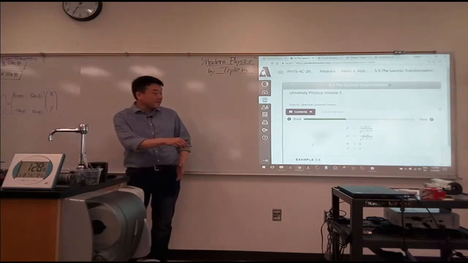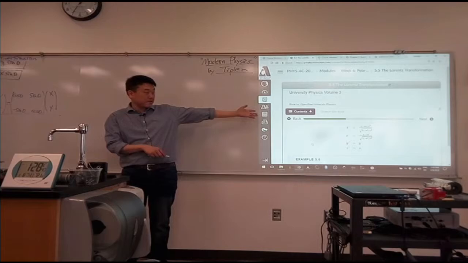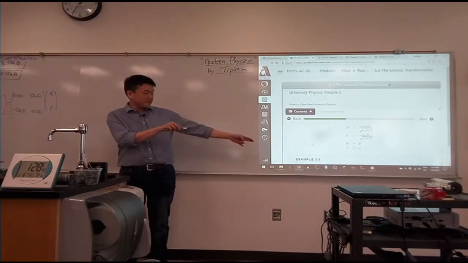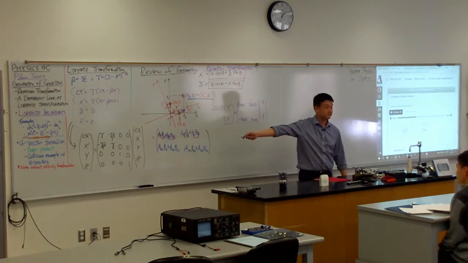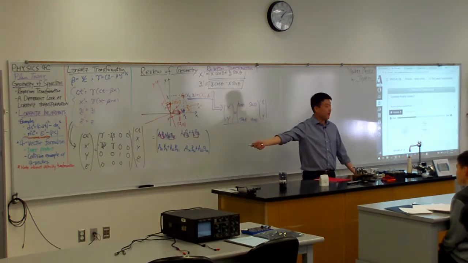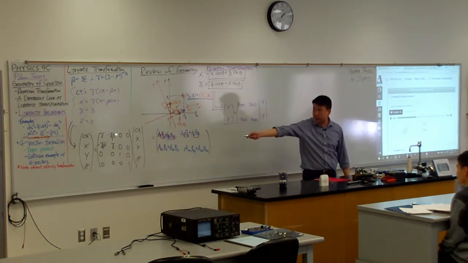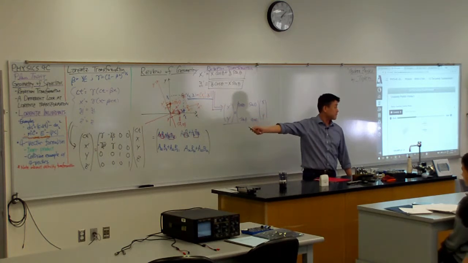This is the set of equations in your textbook as the Lorentz transformation. Imagine memorizing this versus imagine memorizing this matrix. This is a lot easier to memorize. In fact, that's how I have the Lorentz transformation memorized. And what I have memorized on top of this is what the definitions of gamma and beta are.